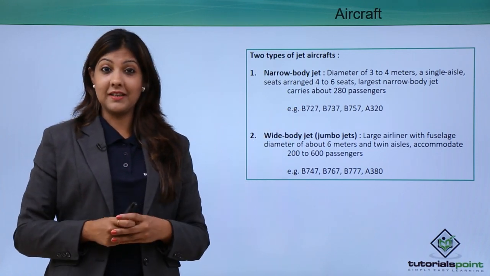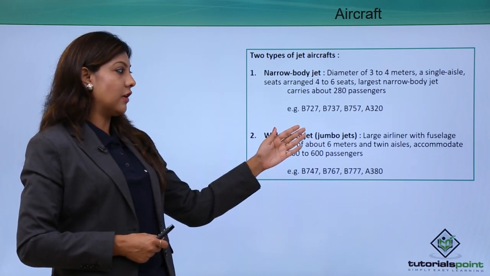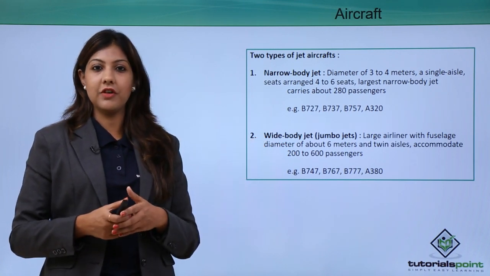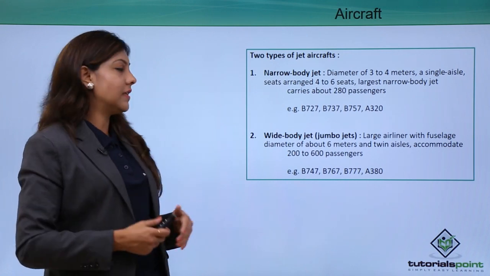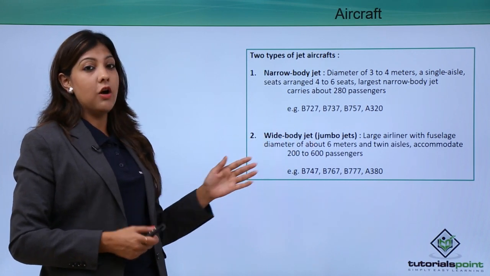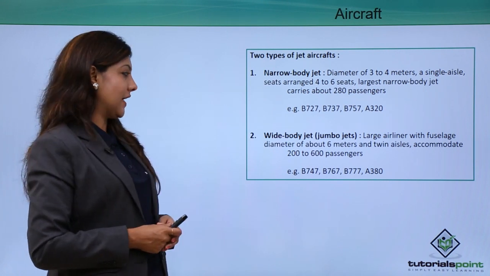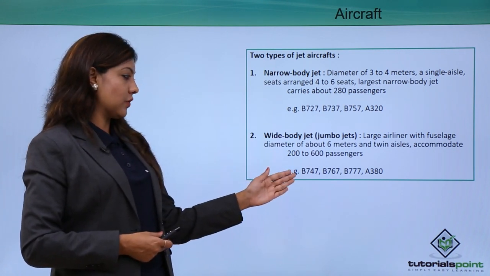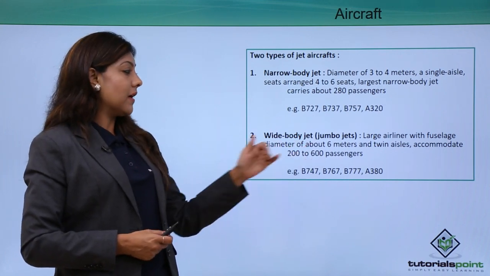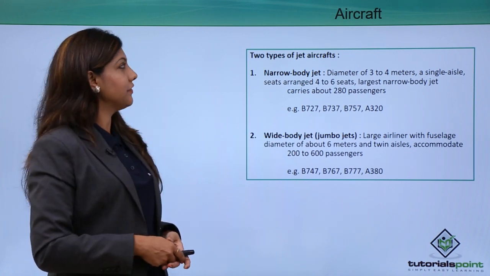Let's take a look at the wide body aircraft. In the wide body jets, we have a larger airliner with a fuselage diameter of about 6 meters. While the narrow body had only 3 to 4 meters, the wide body has about 6 meters and it is always a twin aisle, and can accommodate from 200 to 600 passengers. Let's take a look at the examples of wide body. We have Boeing 747, Boeing 767, Boeing 777 and Airbus A380. So that's a little brief about narrow and wide body aircraft.